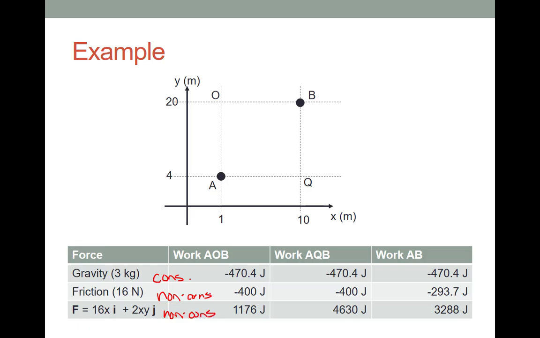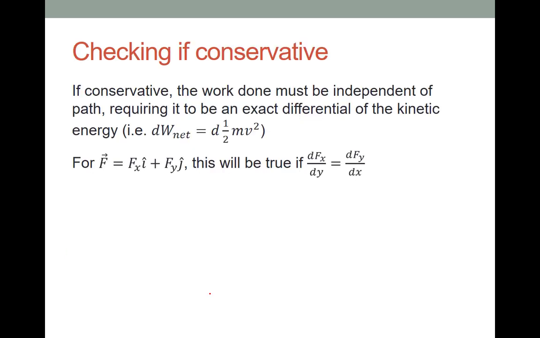Well, we checked three possible paths to get from A to B. Does that mean that gravity is going to be conservative along all paths? Well, there's a way to check that. So if a force is conservative, the work done by that force must be independent of path. This requires the work done to be an exact differential of the kinetic energy. So a little chunk of work has to equal a little change in kinetic energy.